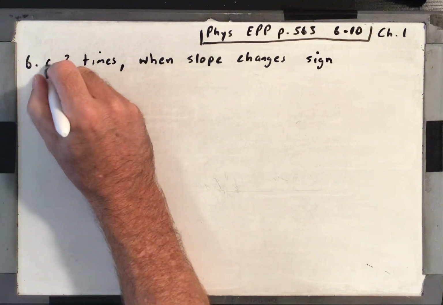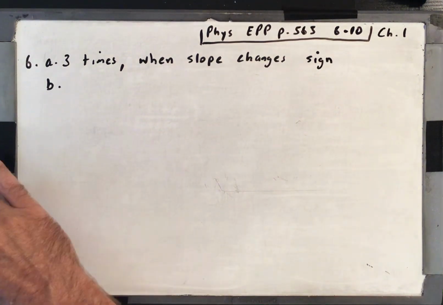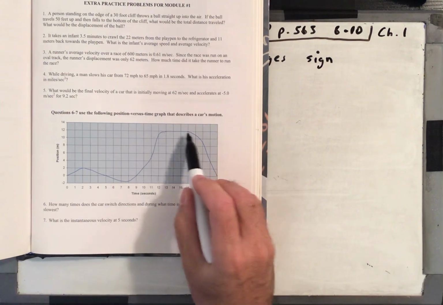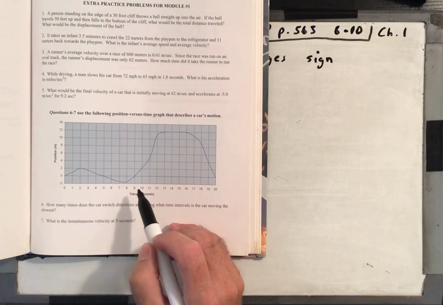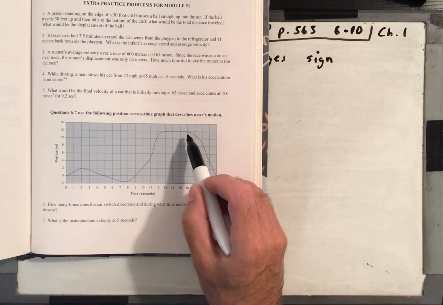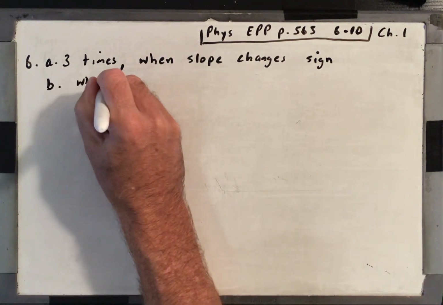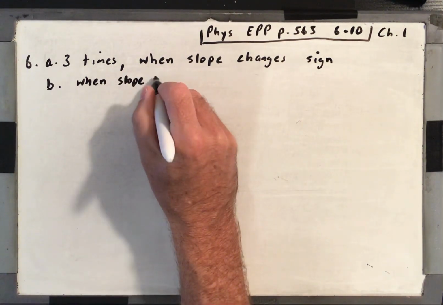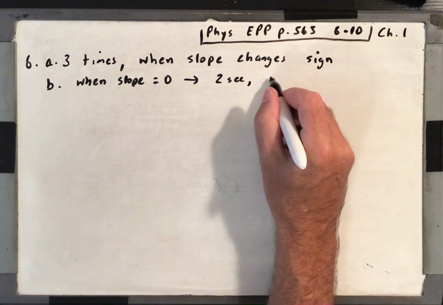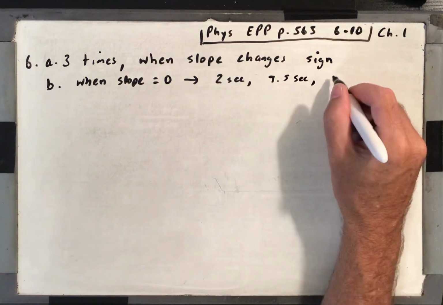All right, and so that's part A. Part B of the question is, during what time intervals is the car moving the slowest? Well, it's moving the slowest when the slope is 0. So that's going to be right at 2 seconds, 7.5 seconds, and then between 13 and 16 seconds. All right, so when slope equals 0, that's going to be 2 seconds, about 7.5 seconds, and then between 13 and 16 seconds.